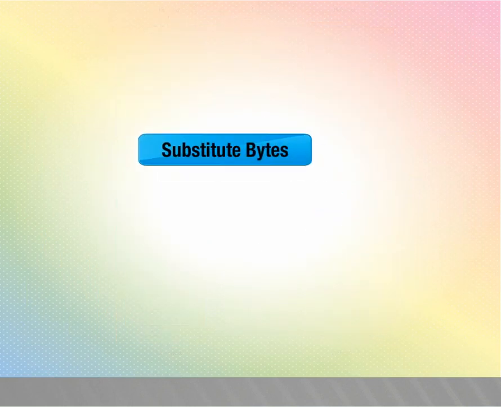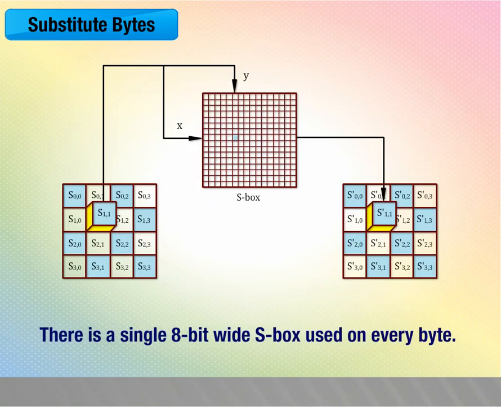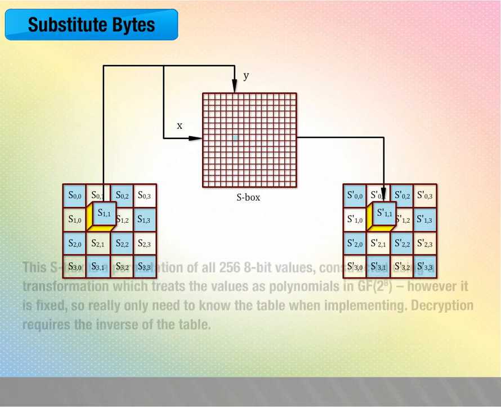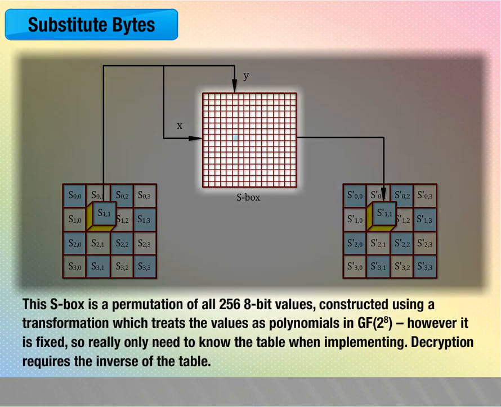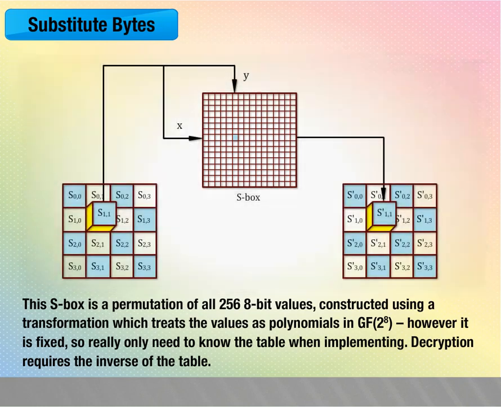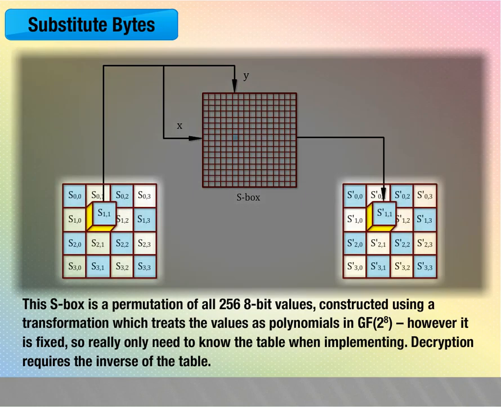Substitute bytes. There is a single 8-bit wide S-box used on every byte. This S-box is a permutation of all 256 8-bit values, constructed using a transformation which treats the values as polynomials in GF(2^8). However, it is fixed, so really you only need to know the table when implementing. Decryption requires the inverse of the table.